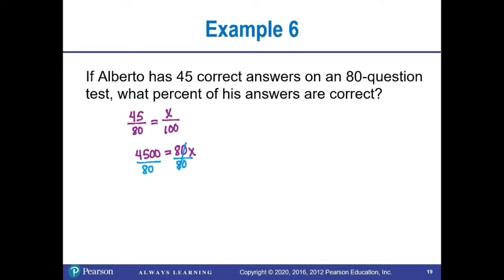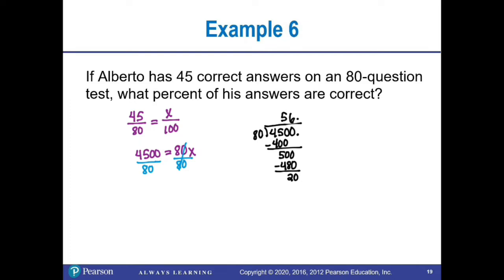And to review dividing with decimals, I'm going to come off to the side and divide 80 into 4,500. 80 goes into 450 5 times with 50 left. Bring down your 0. 80 goes into 500 6 times with 20 left. Now there's understood to be a decimal place behind the last 0 in 4,500, so I write my decimal place. And remember to line up your decimal place in your quotient and your dividend.